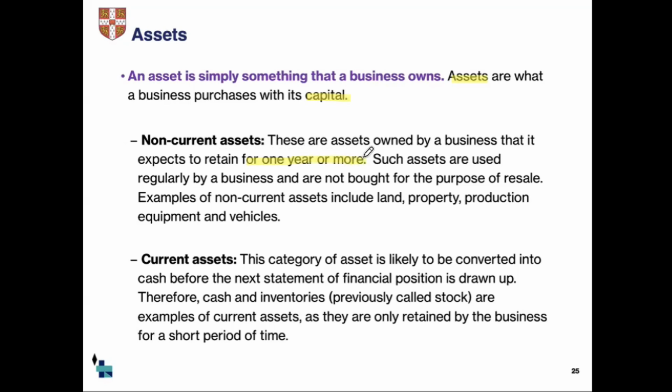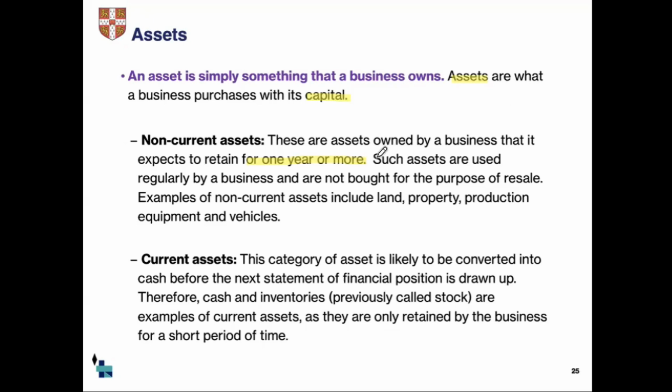We call these assets non-current assets. If you take old textbooks, they will tell you that these assets are called fixed assets. But non-current is a better name to describe these assets. These are assets that a business expects to retain, to own for more than 1 year. So if a business buys a vehicle, machinery, land or a building, it expects that these assets will be retained in the business for more than 1 year.